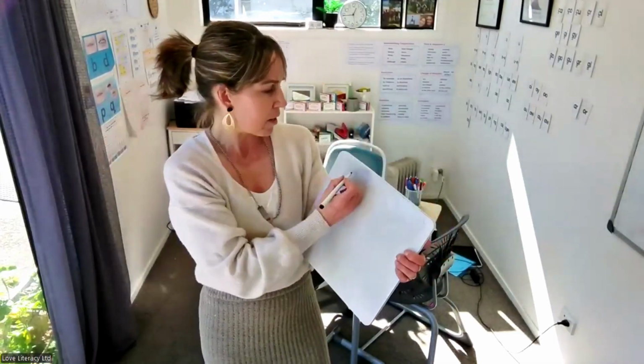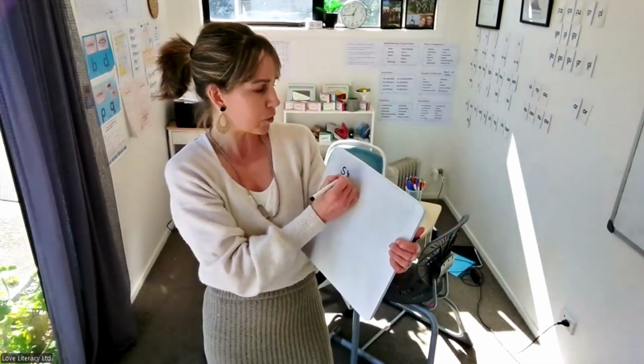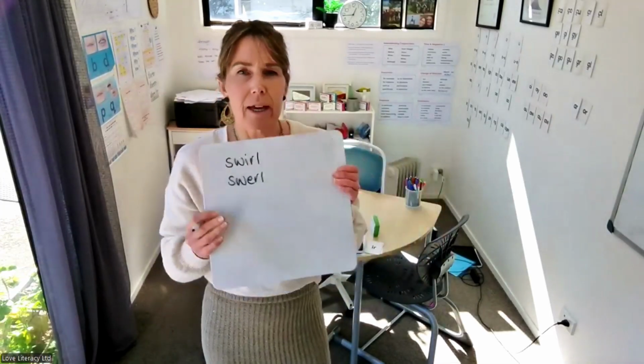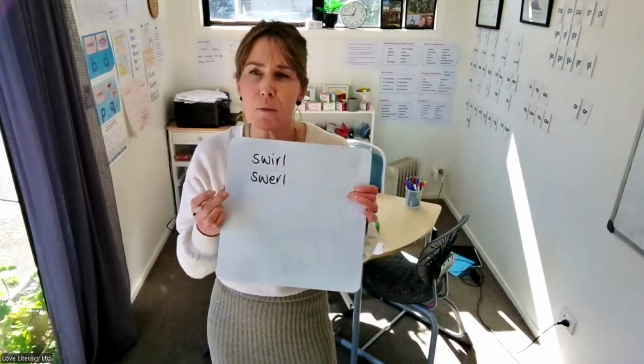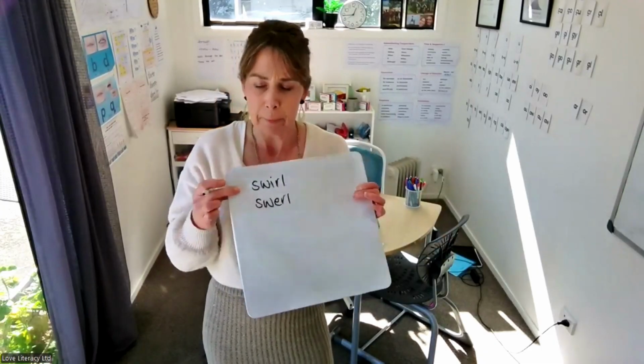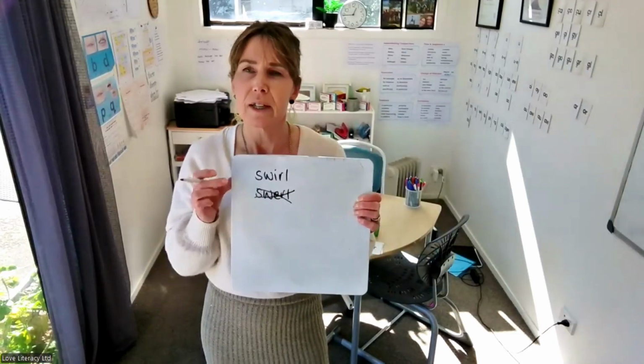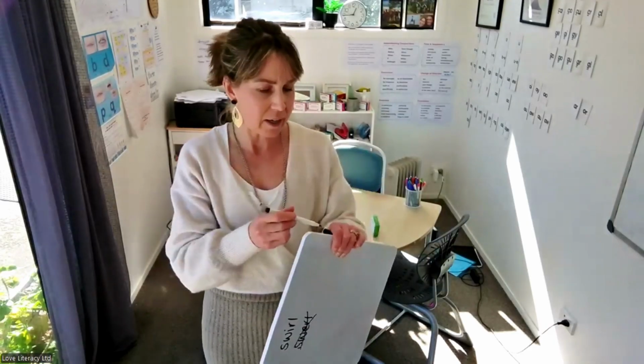If we do end up having a guess, and say, for example, you're not really sure, is it swirl or is it surl, get your students to write them down, and hopefully you've done enough reading practice with them that they can automatically look at that and go, oh, actually, that's not correct. It's this one here.